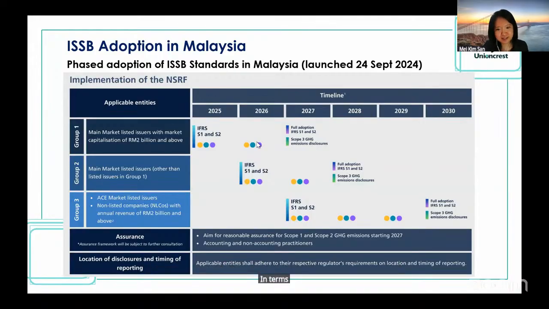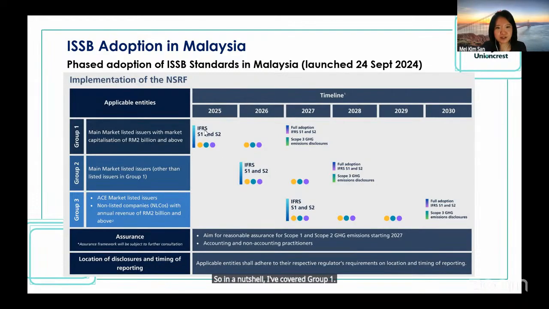In terms of assurance, our regulators are very, very ambitious, I would say. They are aiming for limited assurance for scope 1, scope 2, starting 2027, but they're looking at reasonable assurance for S1, S2 in about 2 years after that. This one is still under public consultation. If you ask industry, it's a bit divided, because limited is what we have seen in different jurisdictions, but reasonable would be very challenging. So in a nutshell, I've covered Group 1.